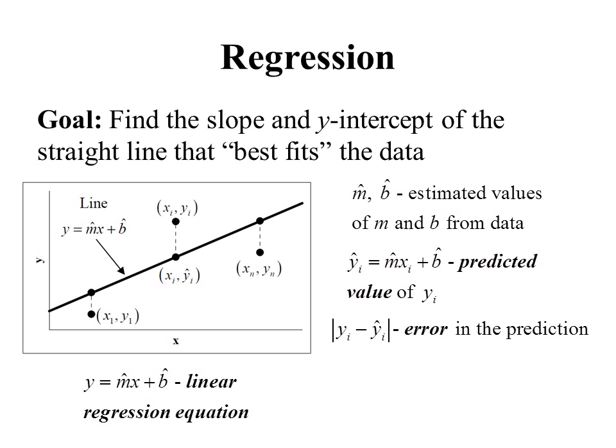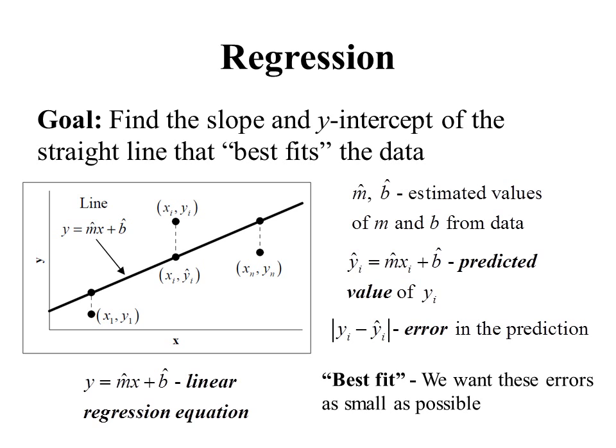So in mathematical notation, this difference is the absolute value of the difference of this y-coordinate from the data and this predicted y value. And so we're going to call that the error in the prediction. Remember, our goal here is really to make predictions, and we want to make as good predictions as possible. And so we want these errors to be as small as possible. And so that's really what we mean when we say best fit.